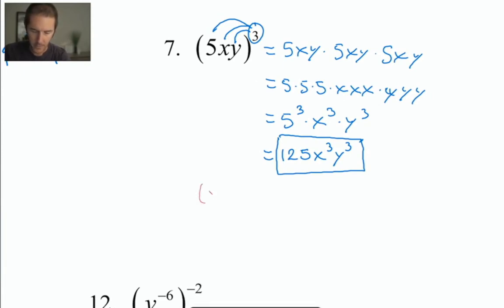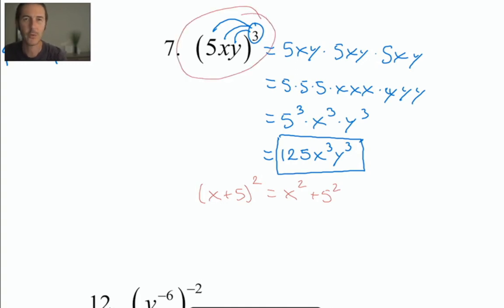What if we had x plus 5 to the second power? Is this equal to x to the second plus 5 to the second? It's not. While you can do this thing that looks like a distributive property up here, you cannot do that down here. So instead of training your mind to think that there's such a thing as the distributive property of exponents, maybe it's not such a good idea. It might be a little dangerous to think of it in those terms.